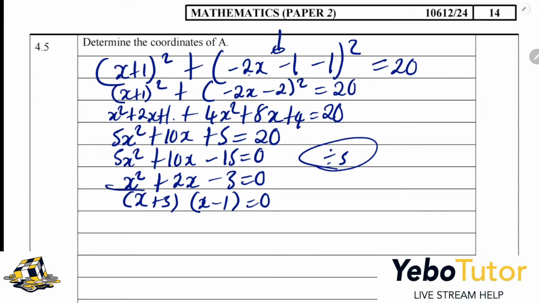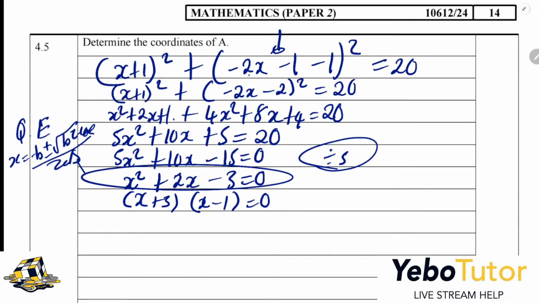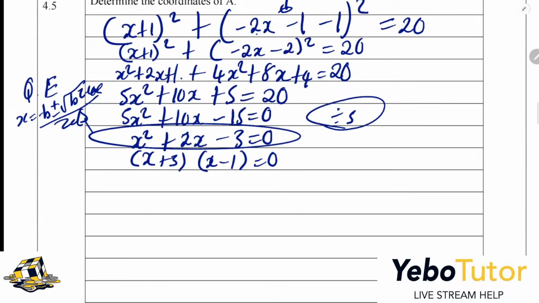But if you are here and you don't know how to find factors as I did here, please use your quadratic formula, which says that x is equal to negative b plus or minus the square root of b squared minus 4ac, over 2a. It's always there to save the day for you. So that will be x plus 3 multiplied by x minus 1 equal to 0. Okay. Then x is equal to negative 3 or x is equal to 1. All right. So now we have 2 values of x.